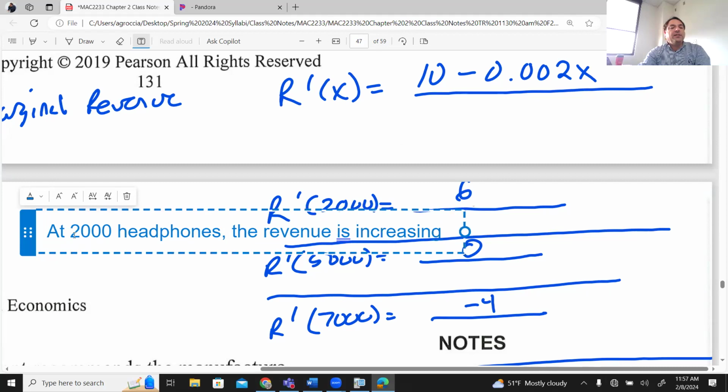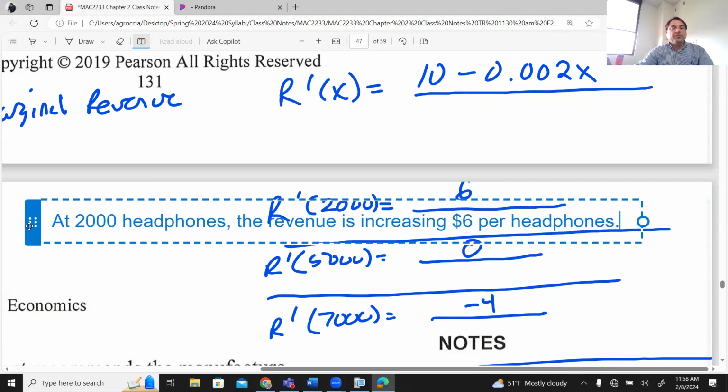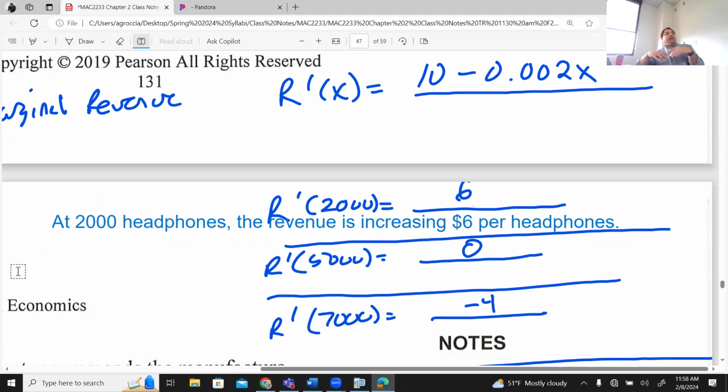Why am I putting increasing? Positive $6 per headphone. We're assuming you're getting 2. Sometimes they do sell 1 actually. Okay. So what's going on? I stopped my business. We've sold 2,000.